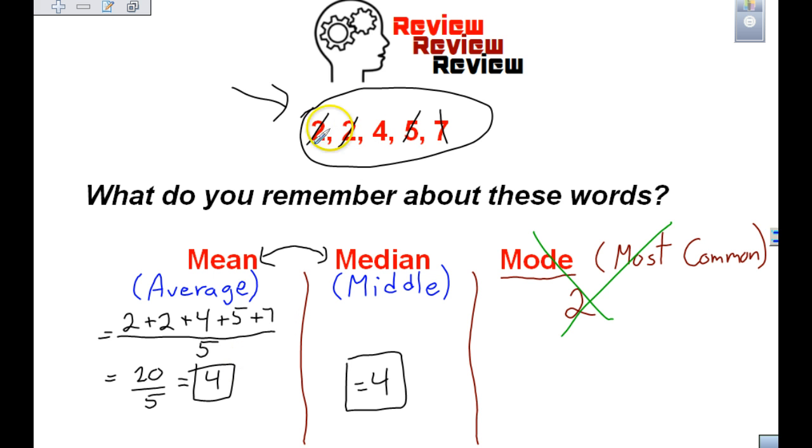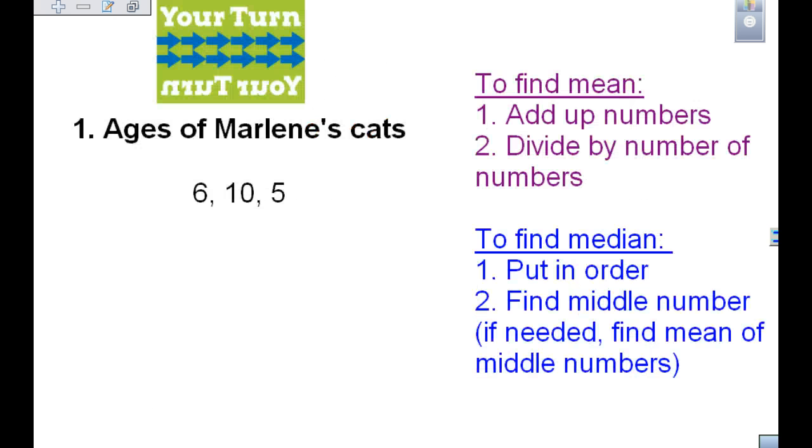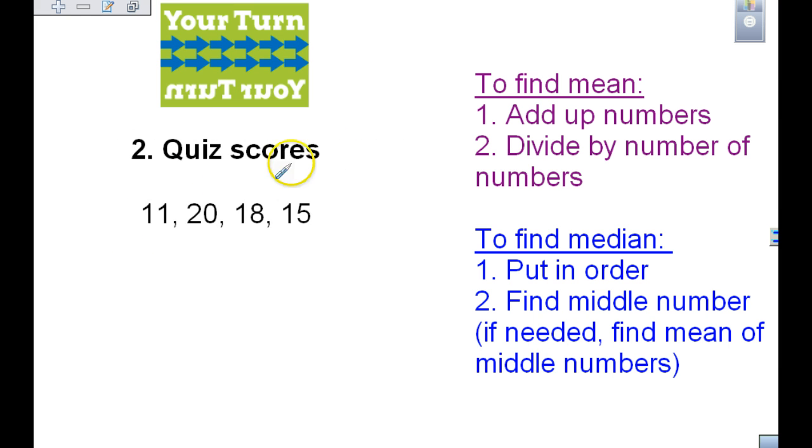Get one number to describe 5 numbers. So 4 is really close to 2, 2, 4. It's close to 5, semi-close to 7, not that close though, but it is one number that's pretty close to all of them. That's the general purpose of all this. Find one number. Okay, let's skip to something more interesting.